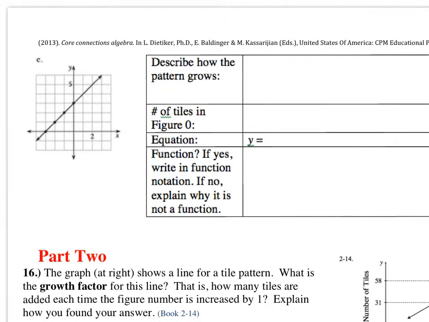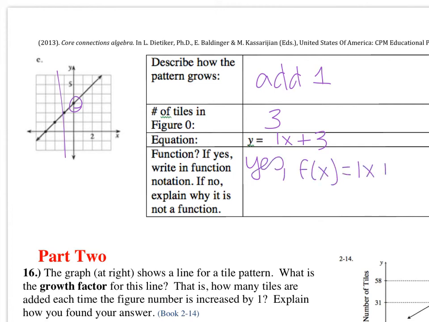Part C, again, we're going to start with the number of tiles in figure 0, which is going to be 3. We want to see how the pattern's growing, so if I see a couple of points ahead, for every 1 unit, for 1 x value, we're increasing by 1 y value, so we're going to add 1. So our equation is going to be 1x plus 3. If we draw a vertical line, it passes the vertical line test, so yes, it's a function. So f of x is equal to 1x plus 3.